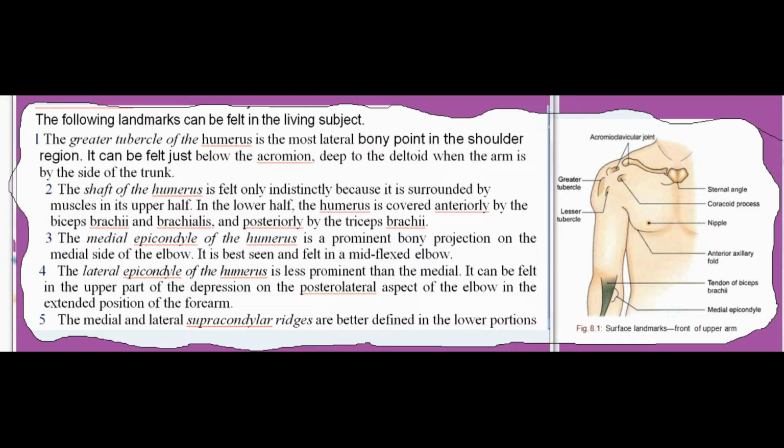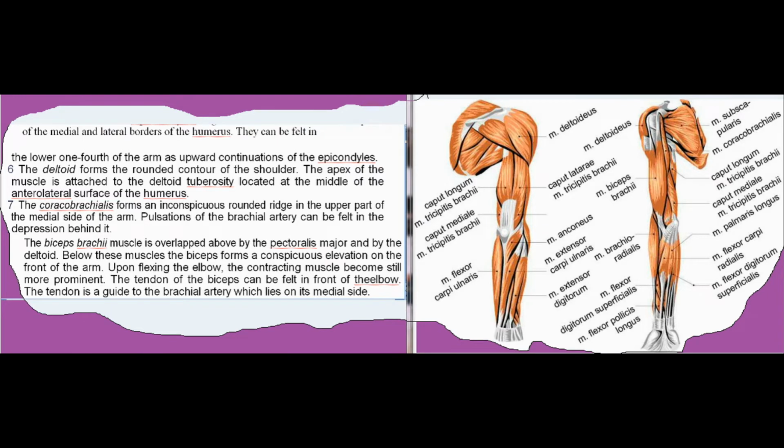3. The medial epicondyle of the humerus is a prominent bony projection on the medial side of the elbow. It is best seen and felt in a mid-flexed elbow. 4. The lateral epicondyle of the humerus is less prominent than the medial. It can be felt in the upper part of the depression on the posterolateral aspect of the elbow in the extended position of the forearm. 5. The medial and lateral supracondylar ridges are better defined in the lower portions of the medial and lateral borders of the humerus. They can be felt in the lower one-fourth of the arm as upward continuations of the epicondyles.